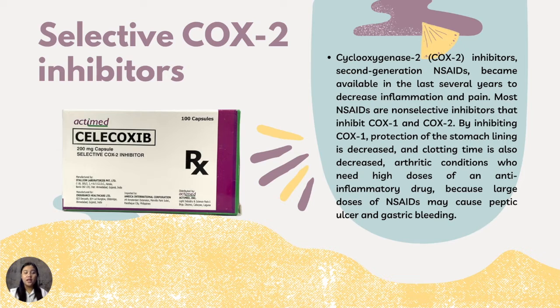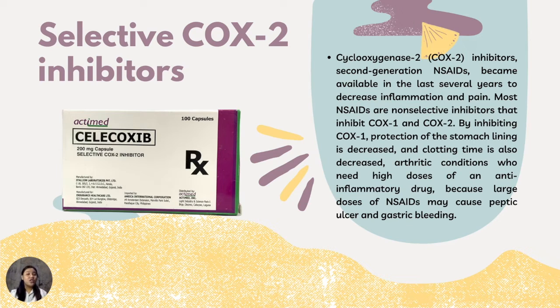So, naabot na dito sa ato ang second generation drug, which is the selective COX-2 inhibitor. This has been available for several years to decrease inflammation and pain. Most NSAIDs are non-selective inhibitors that inhibit COX-1 and COX-2. Just a review: COX-1 protects the stomach lining and maintains clotting time. So when we inhibit COX-1, the protection of the stomach lining is decreased, as well as the clotting time.